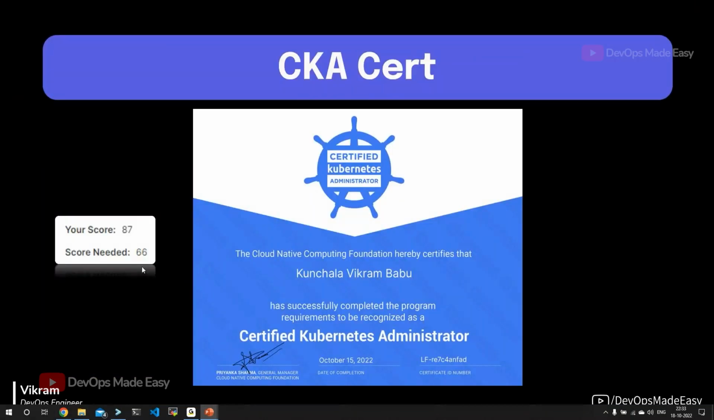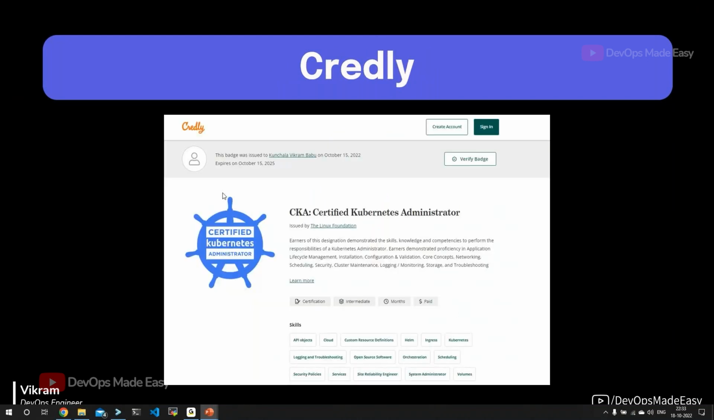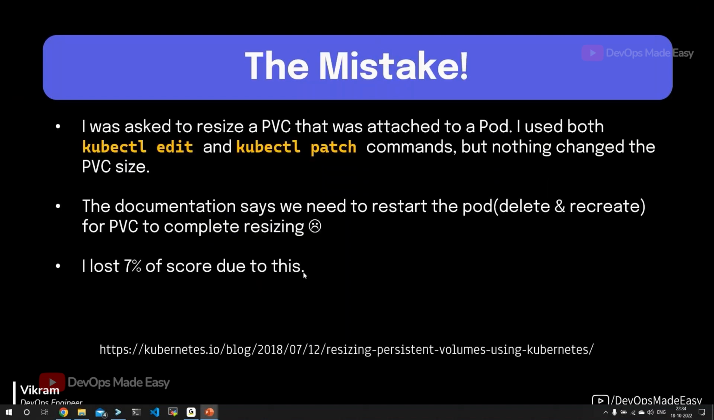Finally, this is how your certification looks. I got 87, and I'll tell you why I got 87. This is Credly. Once your certificate is issued, you'll get an email from Credly to create an account. Once the account is created, within that account you can see all the digital certificates, and from here you can also share your certificate.